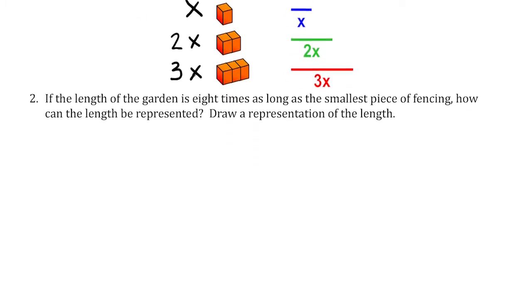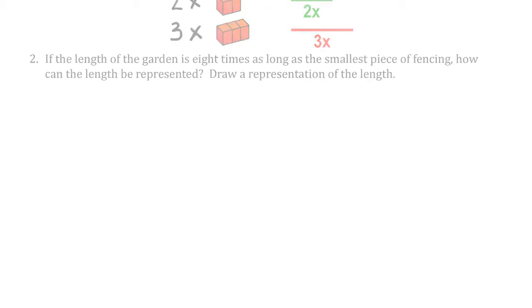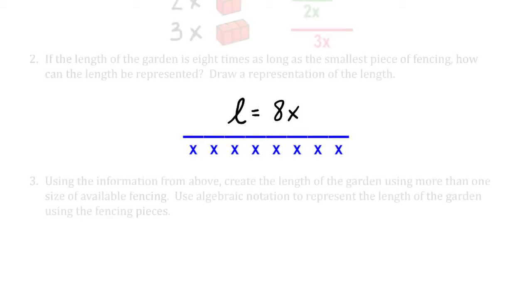Part 2 states, if the length of the garden is 8 times as long as the smallest piece of fencing, how can the length be represented? Draw a representation of the length. Our smallest piece is represented by X, and this part asks for 8 times X. This would be written as 8 times X and can be drawn by taking 8 of the X lines.